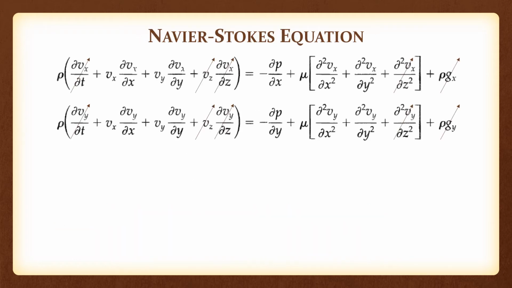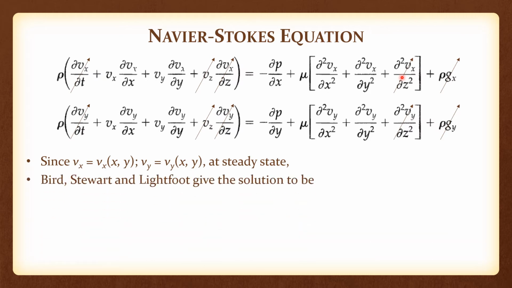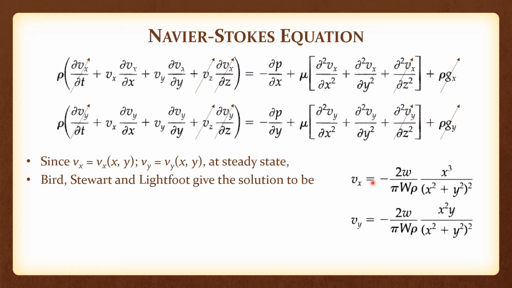So if you write your Navier-Stokes equation, then Vx is a function of x, Vx is a function of y. Similarly, Vy is a function of x and Vy is a function of y. At steady state, these two terms vanish. Vx and Vy are not functions of z, and Vz is 0. So these terms also vanish. There is no gravity effect that we neglect for the time being. So you have these two equations basically as the momentum conservation equations. But Bird, Stewart, Lightfoot again give the solution to be these. Vx is this and Vy is this.